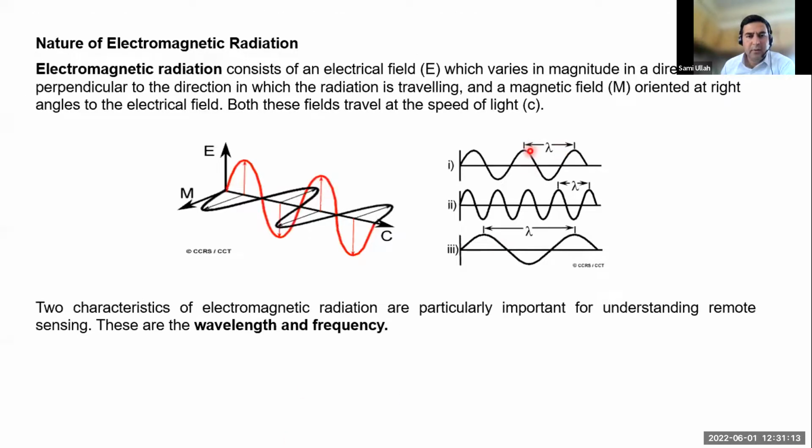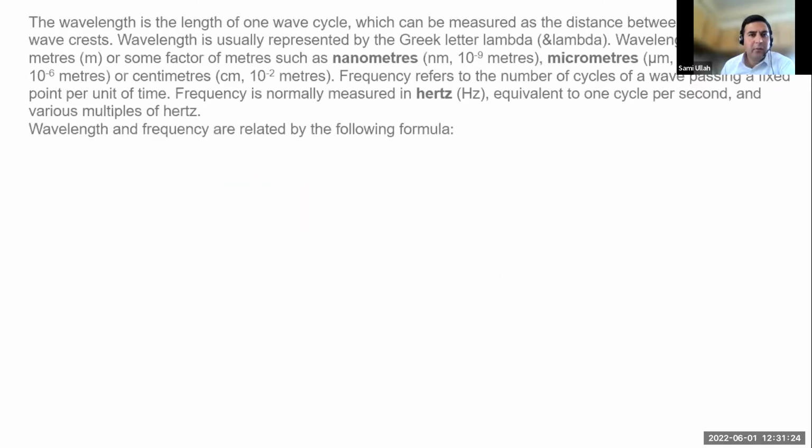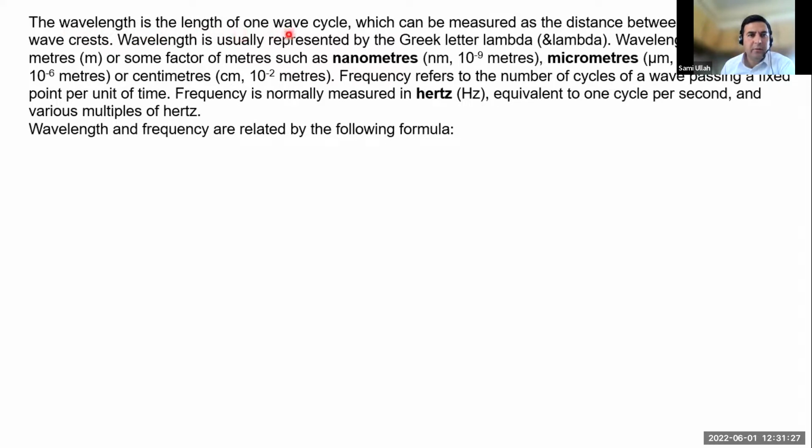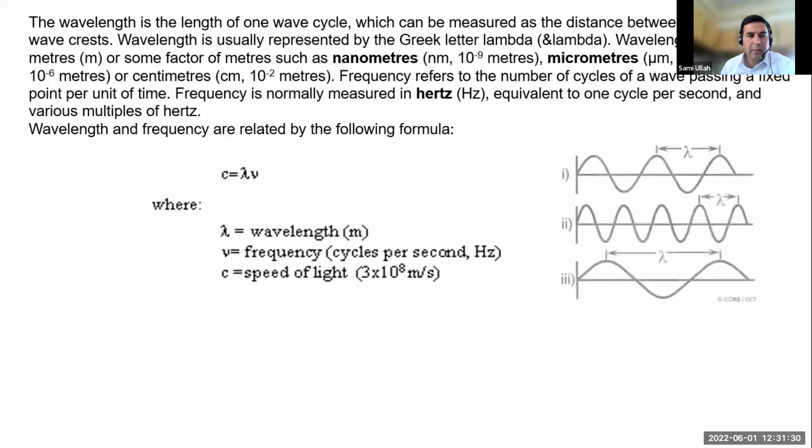The wavelength is, if you can have a look at this shape, the distance between two successive crests, and frequency is the number of cycles passing through a specific area. For example, the wavelength is the length of one cycle, which can be measured between two successive wave crests. Wavelength is represented by the letter lambda, and it is measured in meters, or maybe in nanometers, micrometers, or centimeters.